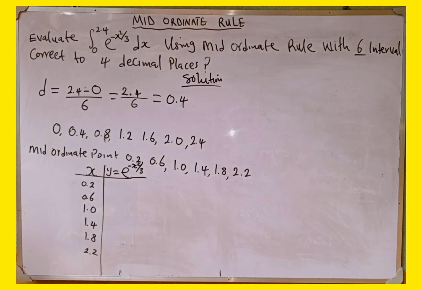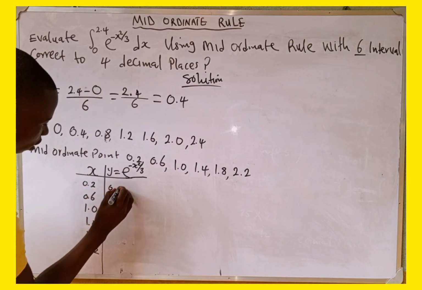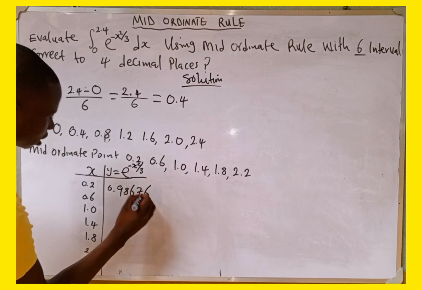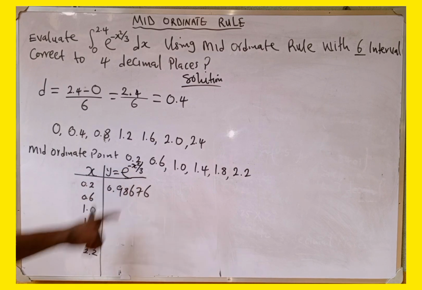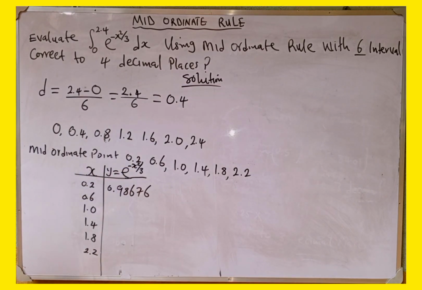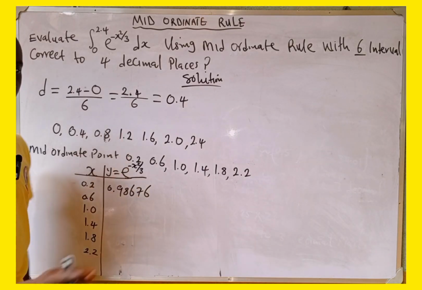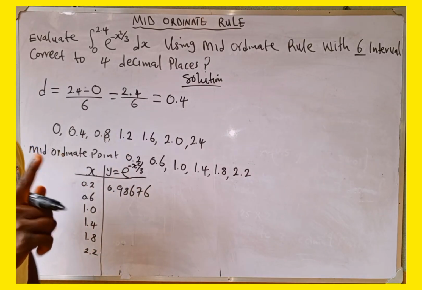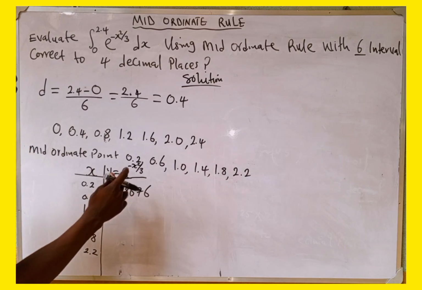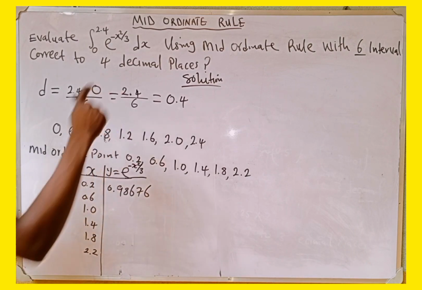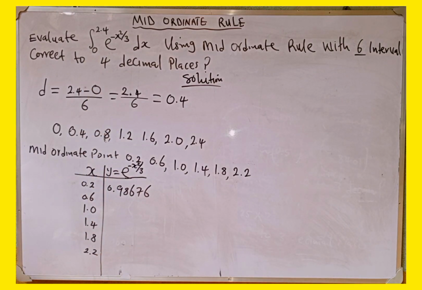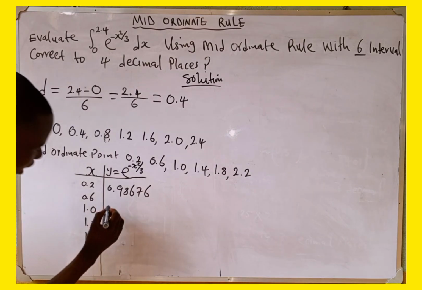It's going to give us 0.98676. So the next one is 0.6. Substitute 0.6 here. Minus 0.6 squared is going to give you a positive answer. Then divide it. Sometimes you may press the calculator and it will still give you a negative answer, but remember, any negative number raised to the power of an even number is going to be positive. So divide it by 3, press equal to, then take the exponential of the answer. It's going to give us 0.88692.